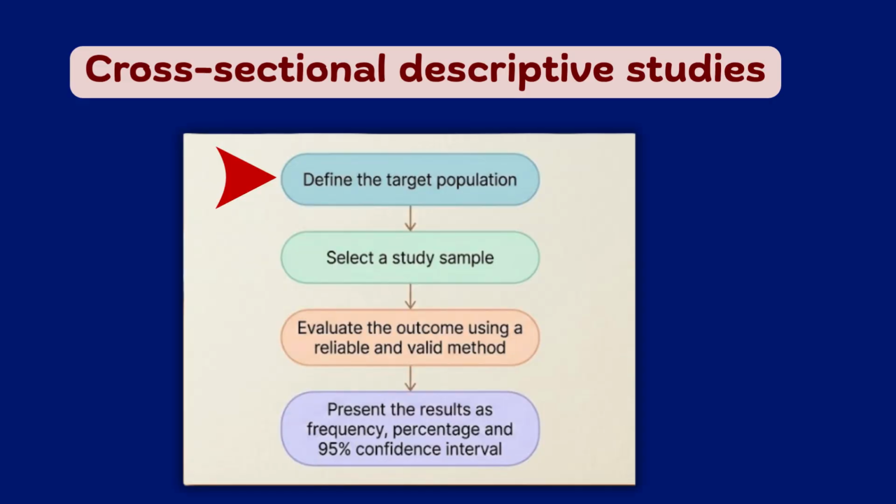To conduct a cross-sectional descriptive study, the researchers first define the target population. Then, they recruit a representative study sample from the target population using an appropriate sampling technique. After recruitment, they evaluate the study sample for the outcome using a standard, reliable, and valid method. After completing the study, the researchers report the findings in the form of frequency, percentage, and 95% confidence interval.